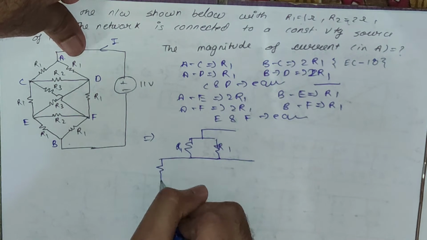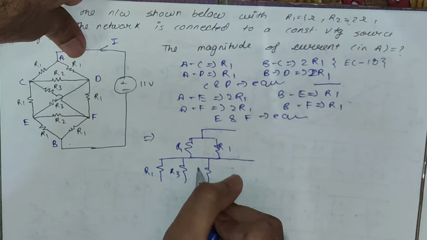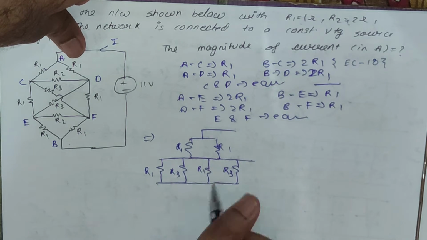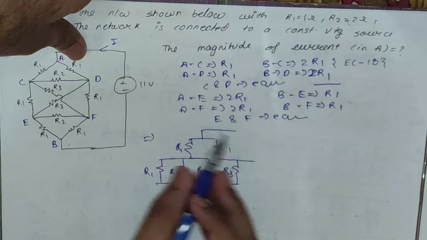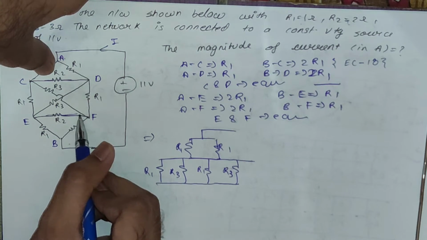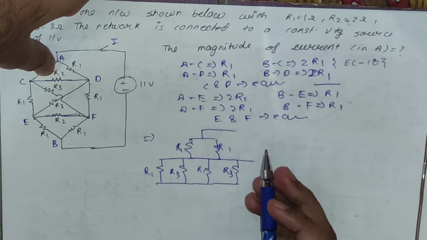Okay, so we can write it as R1 parallel with R3 parallel with R1 parallel with R3. What I have done, I have just drawn this circuit such that both are in parallel. As we know, this point is short circuited and this point is short circuited. Okay, so both the ends are short circuited. It means all four resistors are parallel to each other.